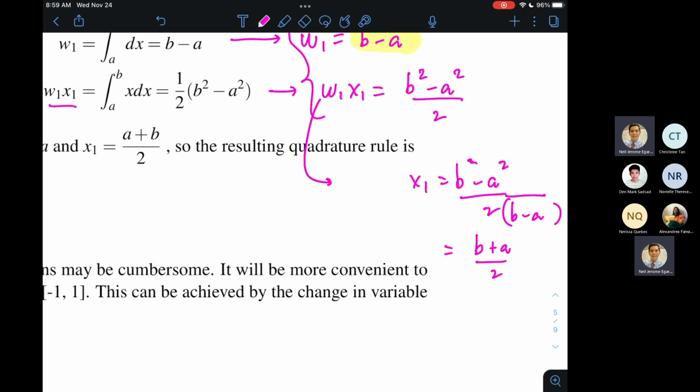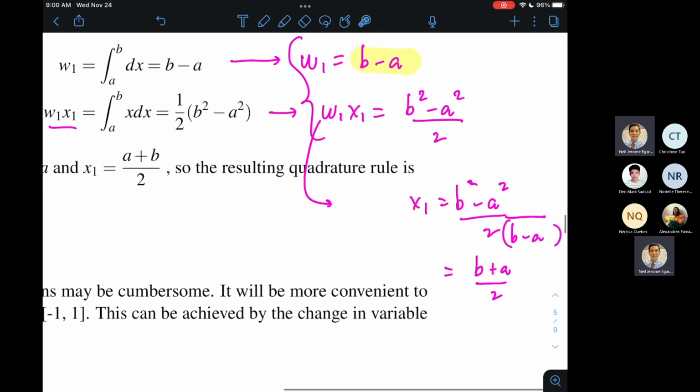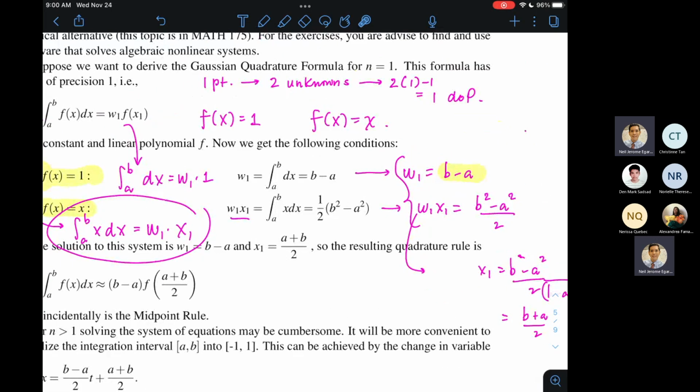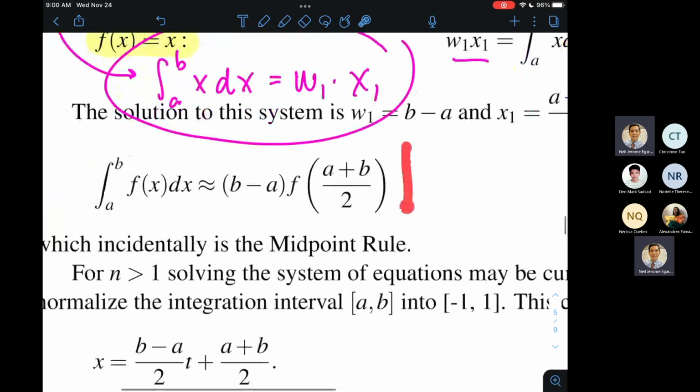Okay? So that means the abscissa that we should use is the midpoint of the integration interval used. So that's going to be a plus b over 2. And the weight associated to it is b minus a, the length of the interval. So plugging this back into our ansatz for the quadrature rule will give us this guy. Okay, ito yung 1-point Gaussian quadrature rule. And incidentally, this is also the midpoint rule. And this rule is guaranteed to give us the exact integral for any polynomial of degree 1 or less.